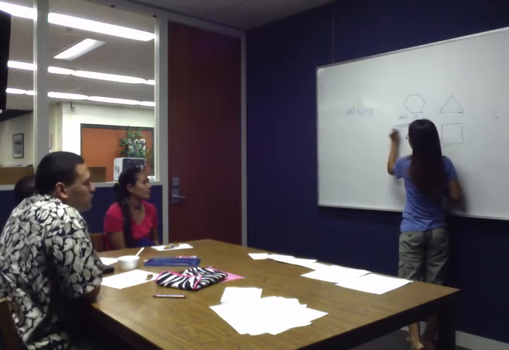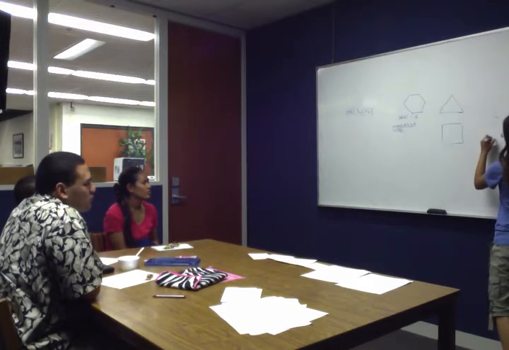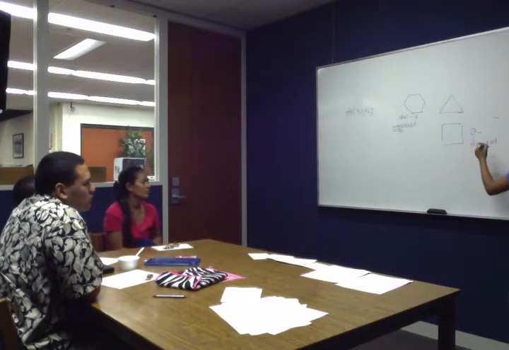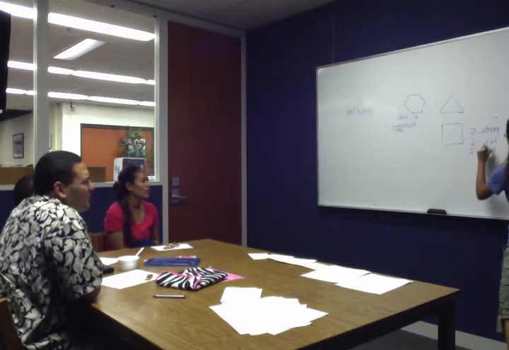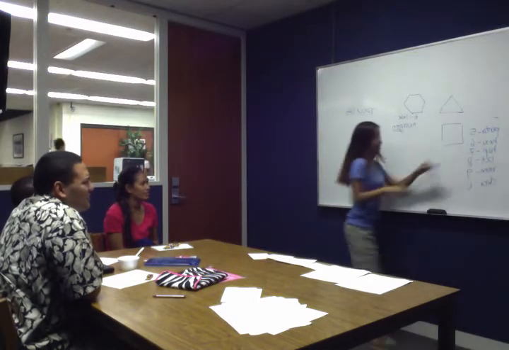Now, remember that gon means side. So let's review. Hexagon: hex is a term for 6 in Latin. What about 5? Pentagon. Penta, 5 sides. And what about 7? Hepta. That's right. And then octa, like an octopus. What about 10? Deca. So these are the names of these numbers.